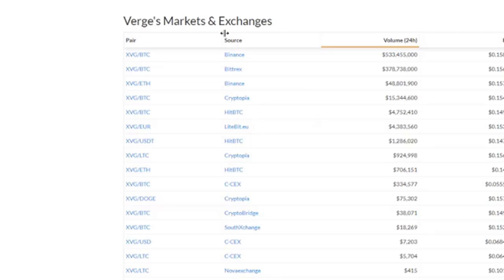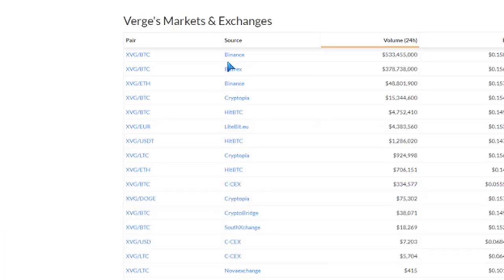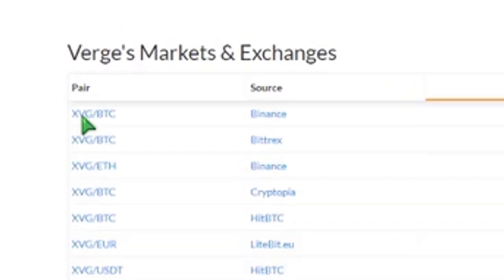Now, something really important, and this is difficult to understand if you're coming from Coinbase. When you trade altcoins, you typically are trading out of Bitcoin or Ether. So as you can see, we have an exchange, Binance, and it's saying Bitcoin to Verge. So basically, you would have to own Bitcoin to trade Verge on Binance.